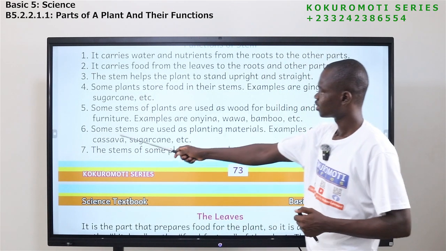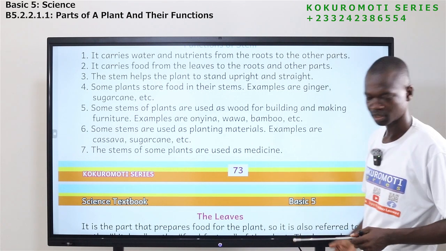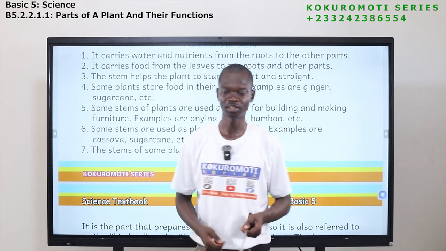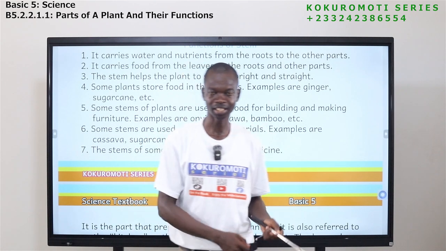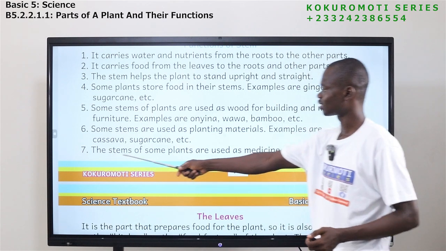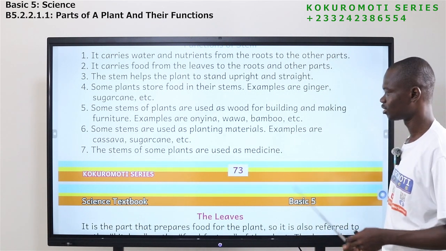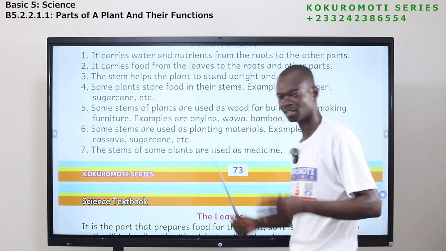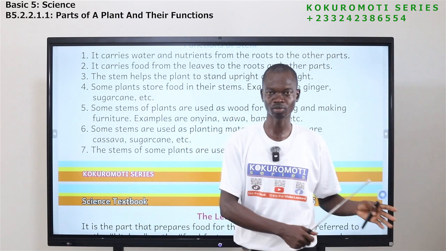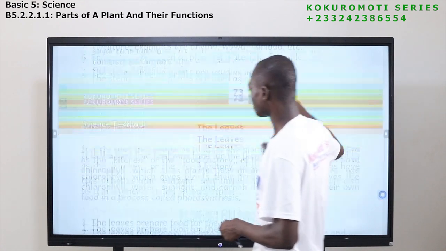Number 6. Some stems are used as planting materials. If you want to reproduce, you can use stems of plants like cassava and sugarcane. If you want to plant cassava or sugarcane, you use a stem. The next one is that the stems of some plants are used as medicine. So some plants, their stems are used as medicine.